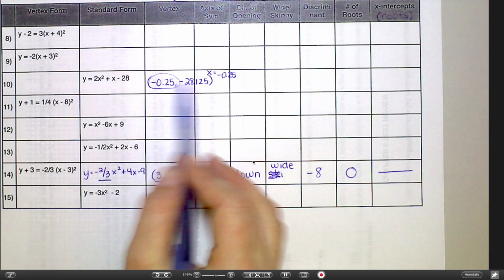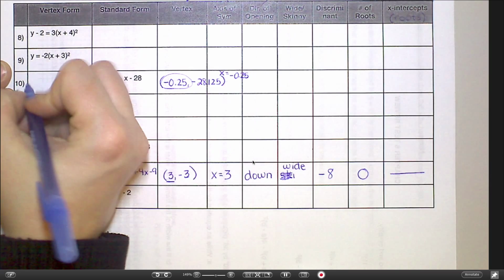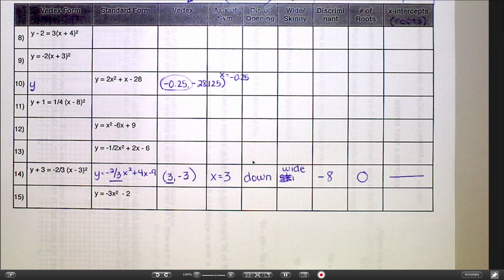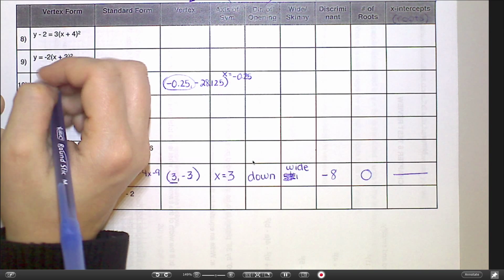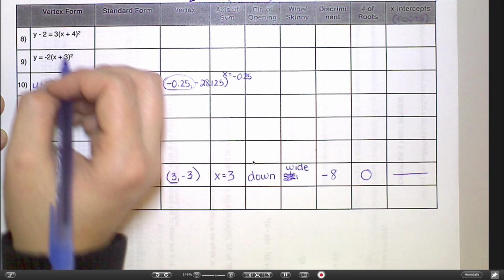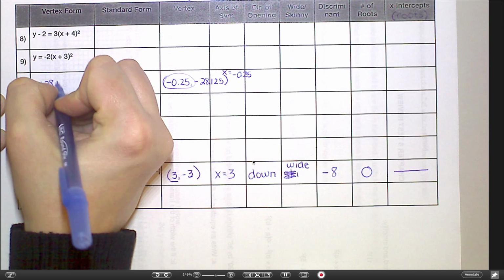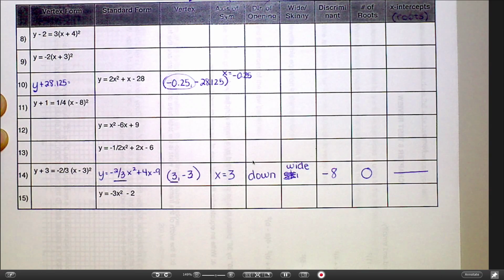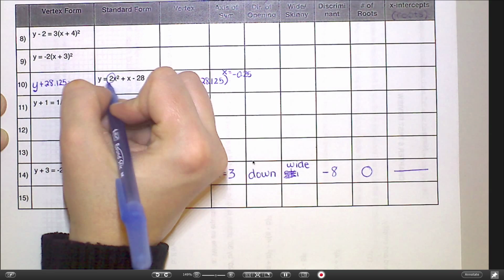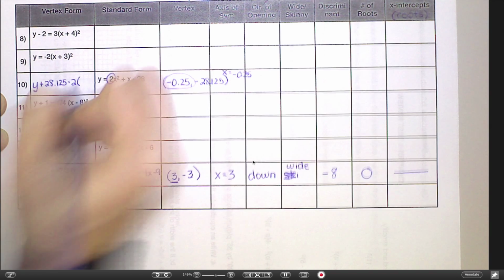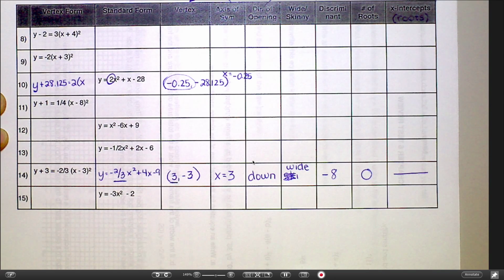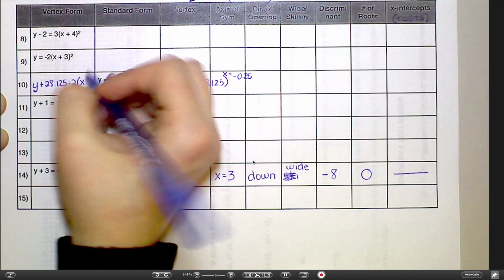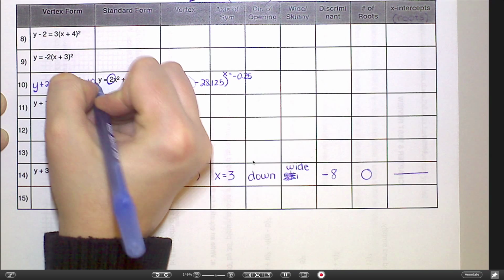All right, now that we've got the vertex, let's go back and write it in vertex form. I'm going to start with y, and it would be y what? What's the vertex? Plus 28.125. Yep. Remember, y minus k equals a times x minus h squared. That will be on your formula sheet. What do I put in for a? 2 from back here. There's my a value. So 2 times x what? Minus negative 1/4, plus 1/4 or plus 0.25.